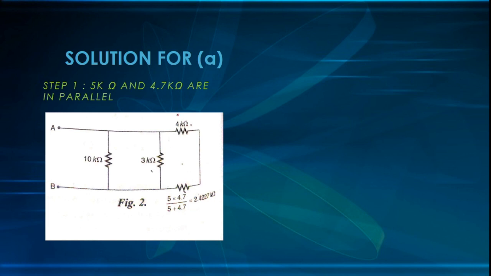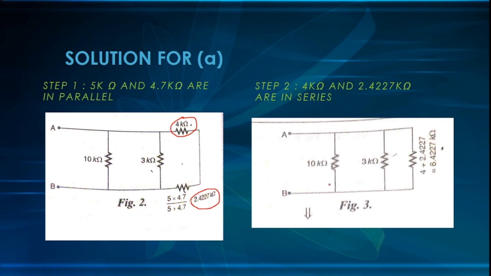After finding this, this 4 kilo ohm and 2.4227 kilo ohm are in series combination. Series means we add up the two resistances together. So we can see that 4 kilo ohm and 2.4227 kilo ohm are in series. Therefore we get 6.4227 kilo ohm. So now we have three resistances in total, 10 kilo ohm, 3 kilo ohm, and these two in series, which we have combined to be 6.4227 kilo ohm.